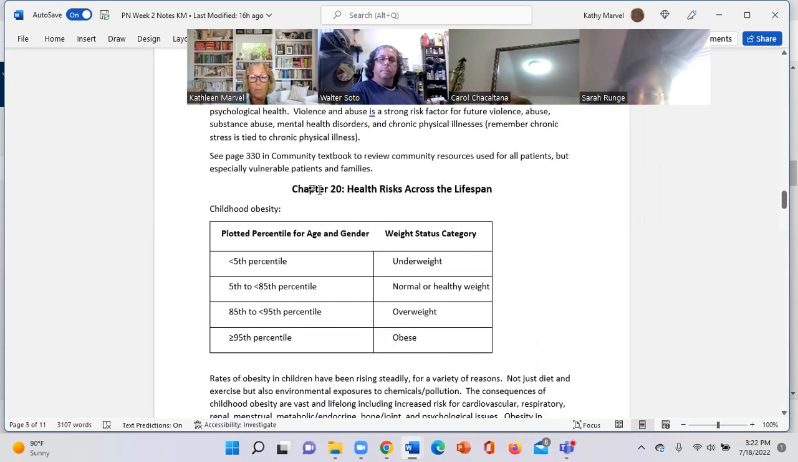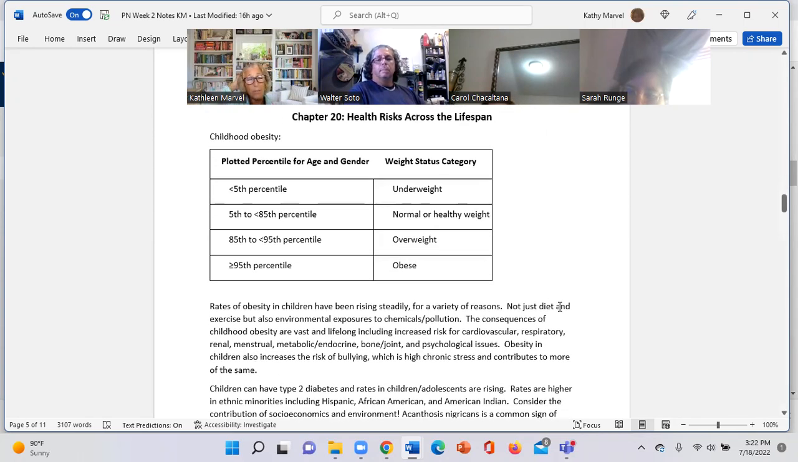And I need to take out chapter 20. So the next section is health risks across the lifespan. Okay, childhood obesity is huge, huge.